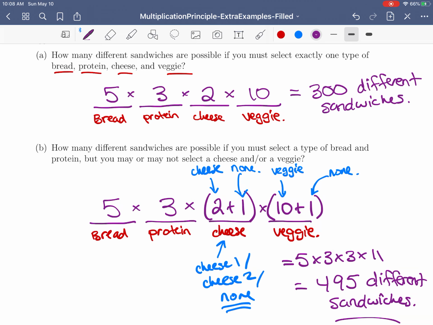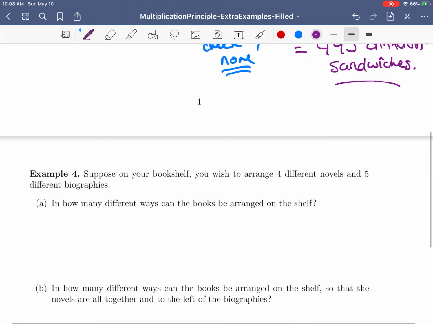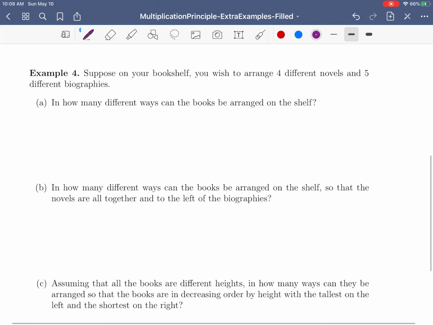So this is a nice little trick you can do if they just allow you to not pick something. You can just add in an extra choice saying, okay, I might not pick that. So that's a trick you can use. Okay, let's try another example.